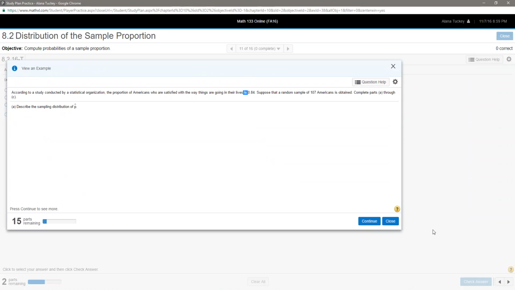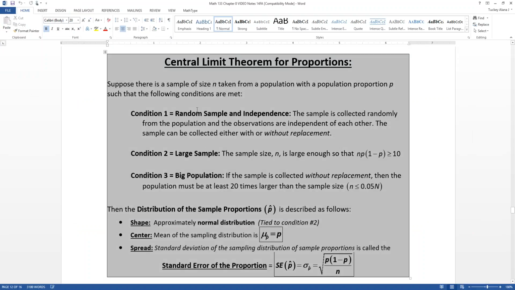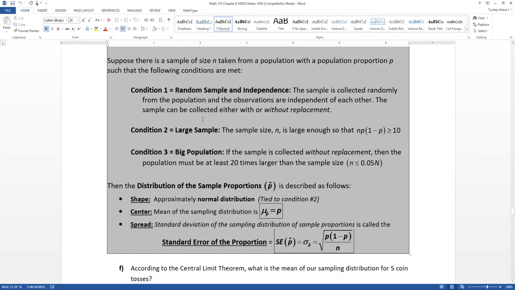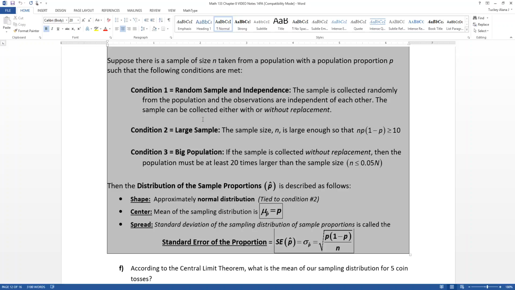Okay, so part A is describe the sampling distribution of p hat. Well, remember from the central limit theorem in the notes that if we have a random sample with independence and a large sample and a big population, then we can apply the central limit theorem for sampling proportions to this problem, which has all of these things. So let me write that up.